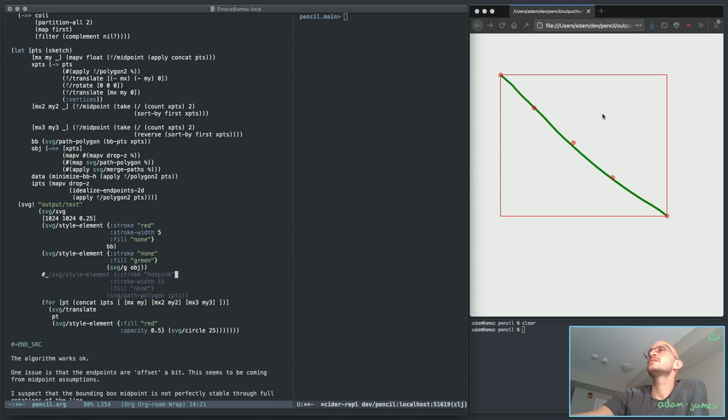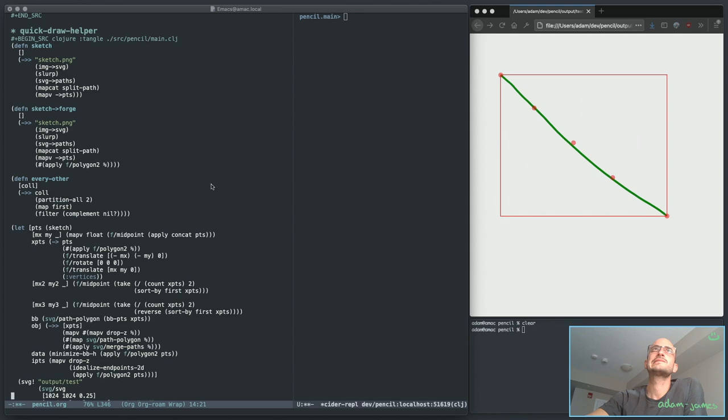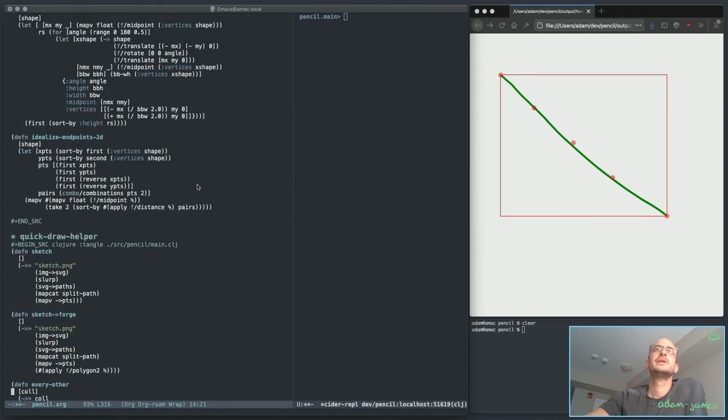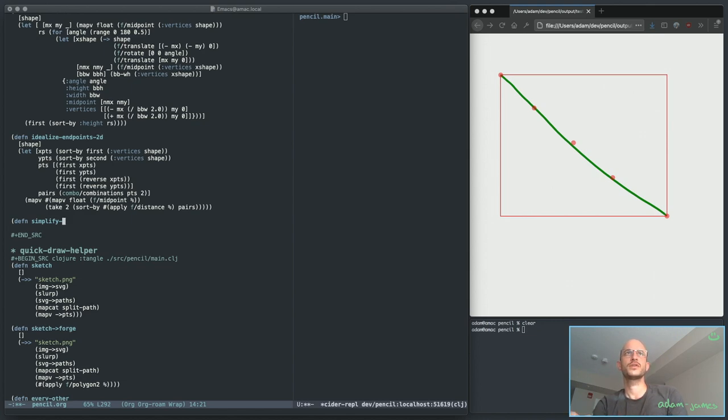I'm thinking about how to generalize this approach a little bit. And what I think I'm going to do, basically, to idealize endpoints is one function, but then I want to make some sort of function that does simplify... I don't know what to call this.